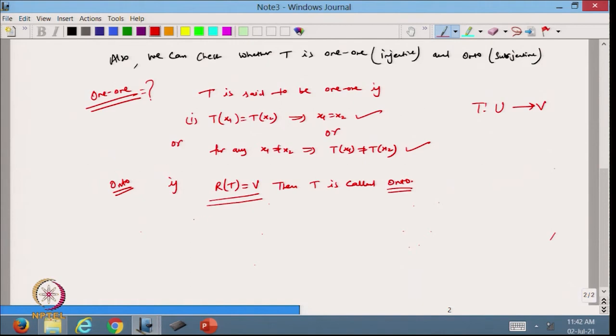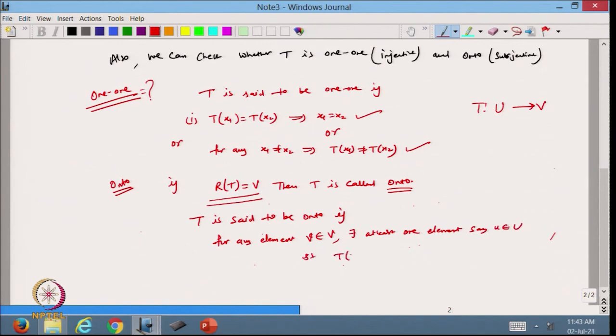So how to check? Now we can say that T is said to be onto if for any element v belonging to V, there exists at least one element, say u belonging to U, such that T of u will be equal to v. If that is true, then we say that this linear transformation T is onto.